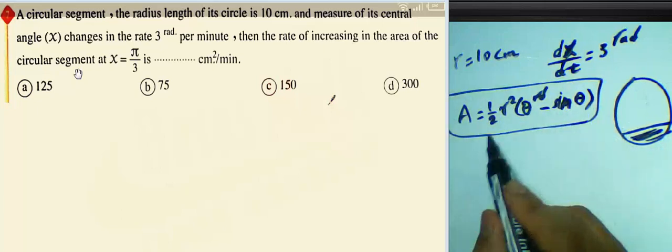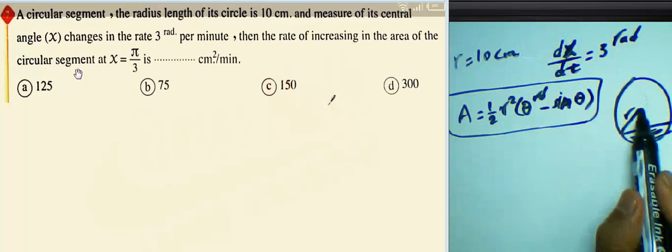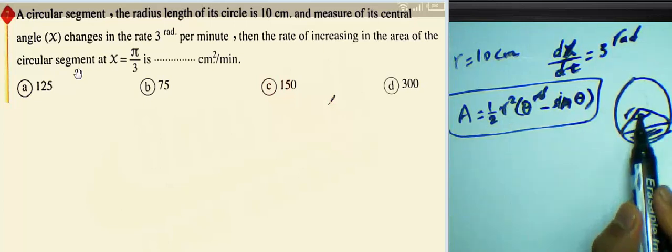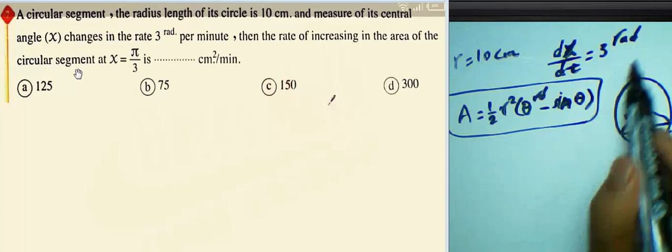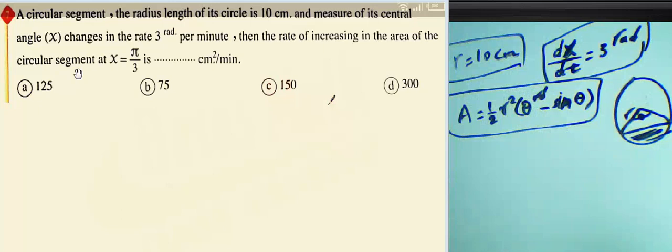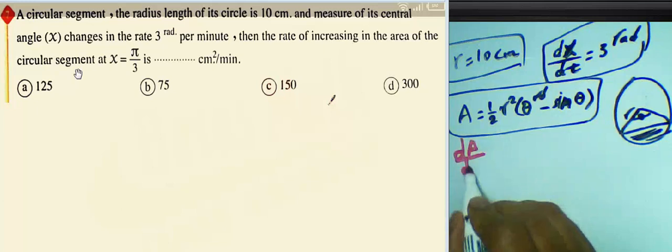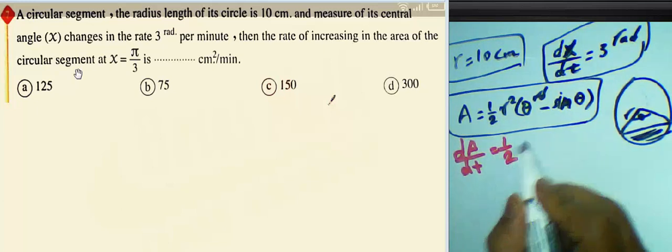It's the rule; we must use the rule. It uses the radius and theta in radian. Theta is converted from degree to radian. He gave it to us in the example as radian, and the radius is 10 centimeter. We can find the area. It's very easy to find the area and the derivative. Okay, we can find dA by dt equal half r power 2.